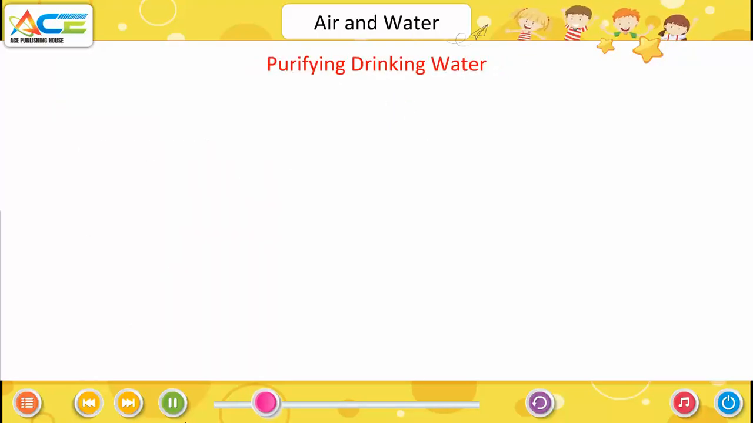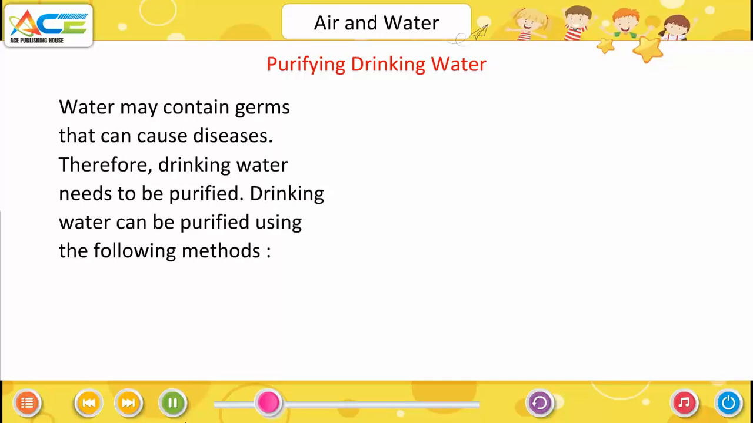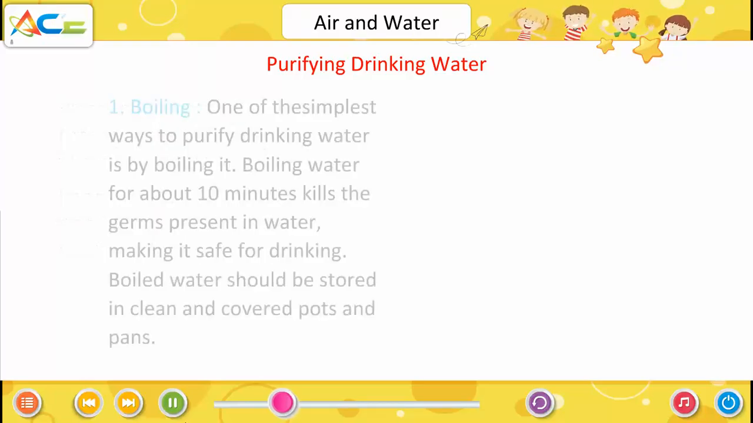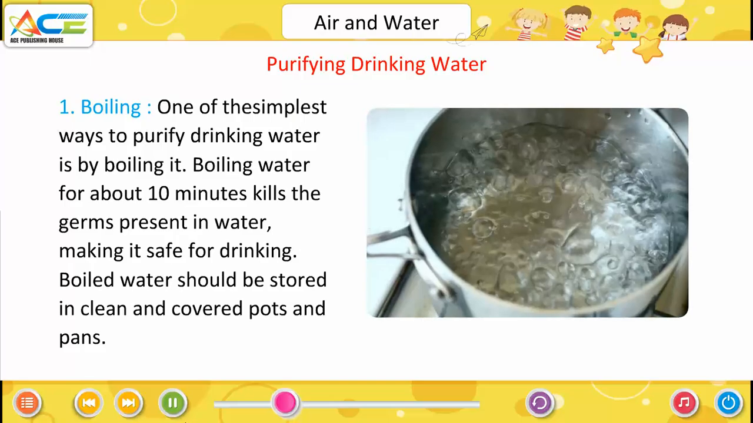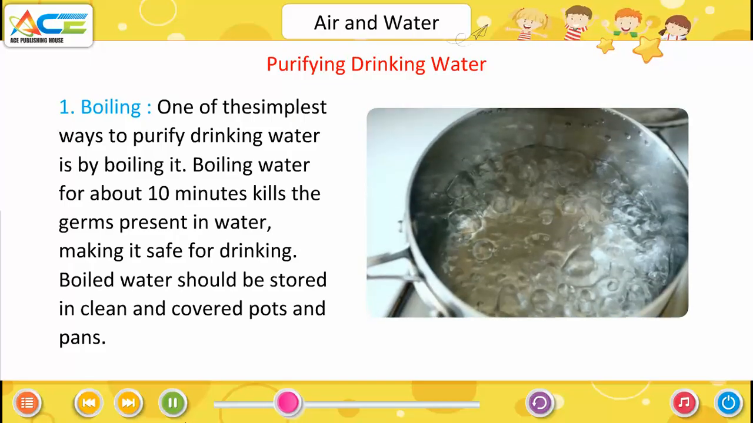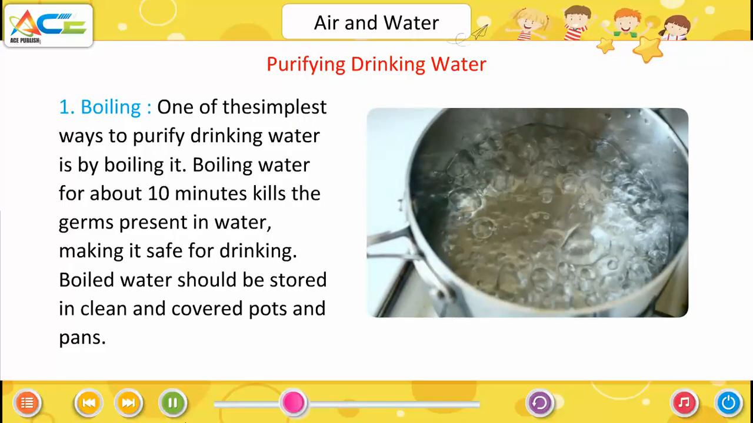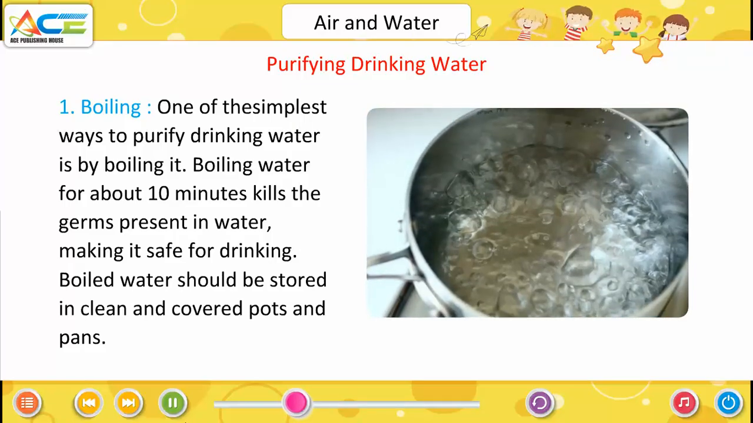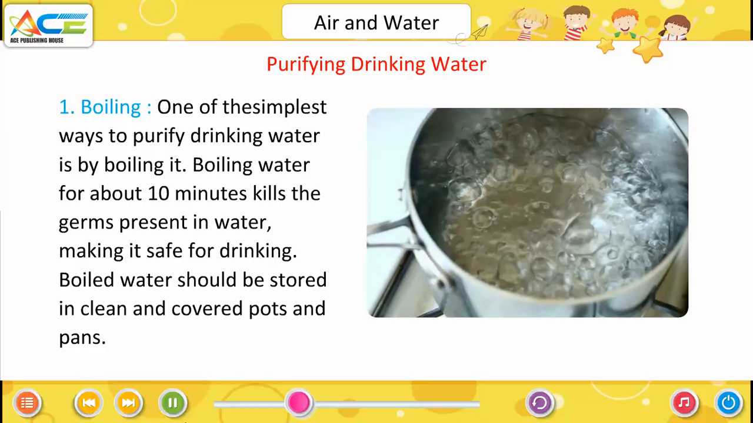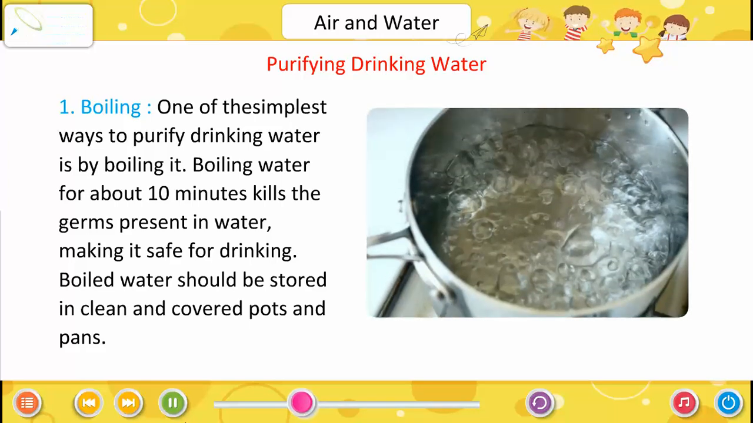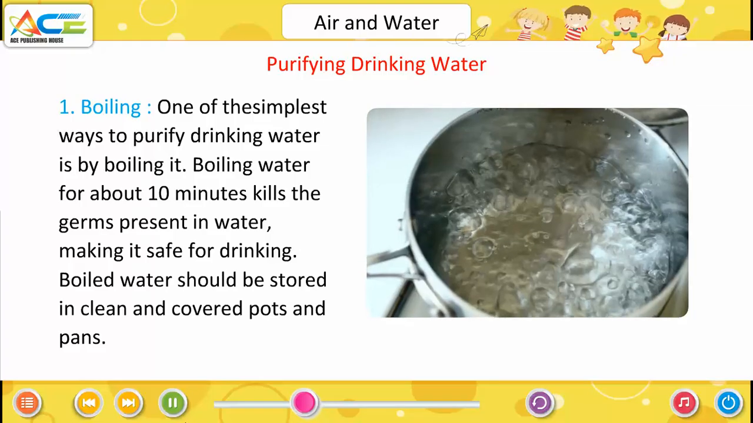Purifying drinking water. Water may contain germs that can cause diseases. Therefore, drinking water needs to be purified. Drinking water can be purified using the following methods. Boiling. One of the simplest ways to purify drinking water is by boiling it. Boiling water for about 10 minutes kills the germs present in water, making it safe for drinking. Boiled water should be stored in clean and covered pots and pans.